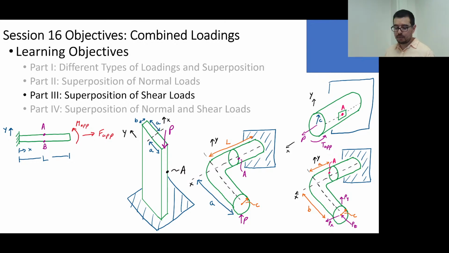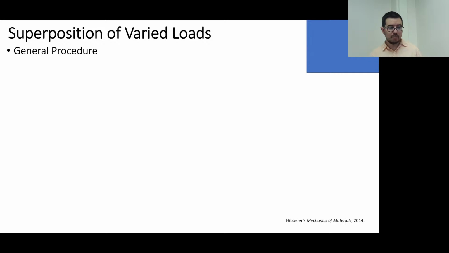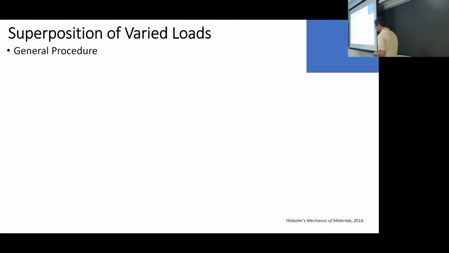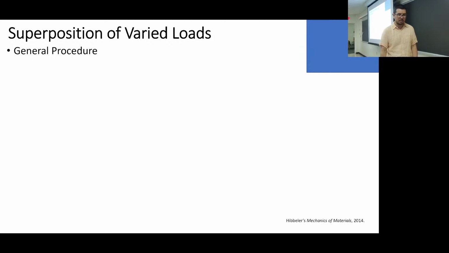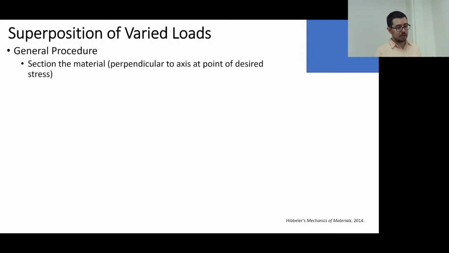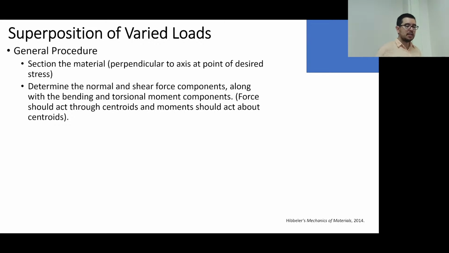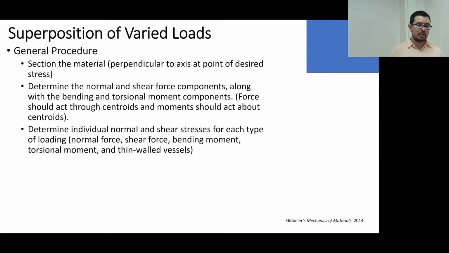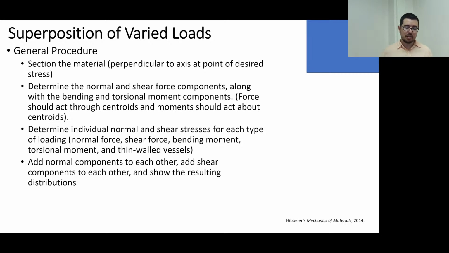Superposition of shear loads. This is obviously a little bit more confusing than normal stresses because you've got a location, and you've got a normal face, and then you've got a direction to think about. So it's just more confusing than normal loadings. But the general procedure, ad nauseam: section the material, determine the normal and shear force components. Then we want to determine the individual normal and shear stresses, add the normal components to each other and the shear components to each other, and show the result.